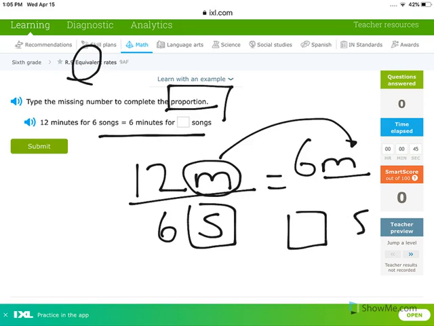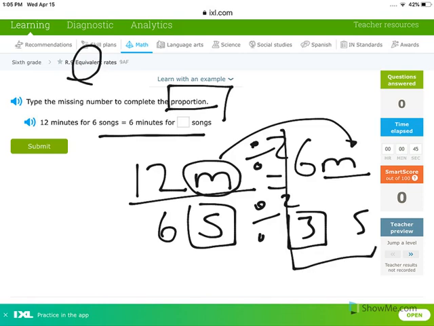So I just say to myself, 12 divided by what gives me 6, or 6 times what gives me 12. So 12 divided by 2 gives me 6, and 6 divided by 2 gives me 3. So in 6 minutes, we'll do 3 songs.